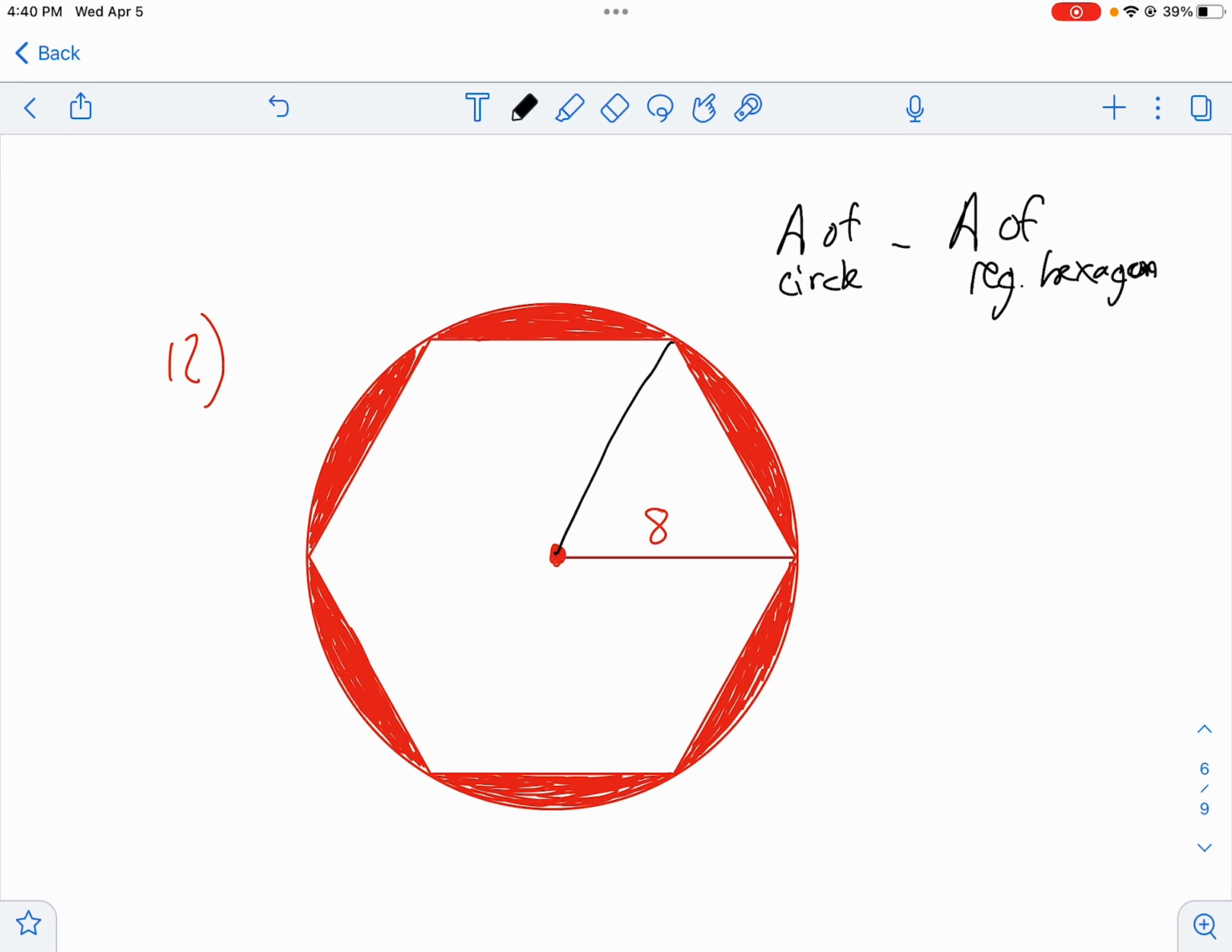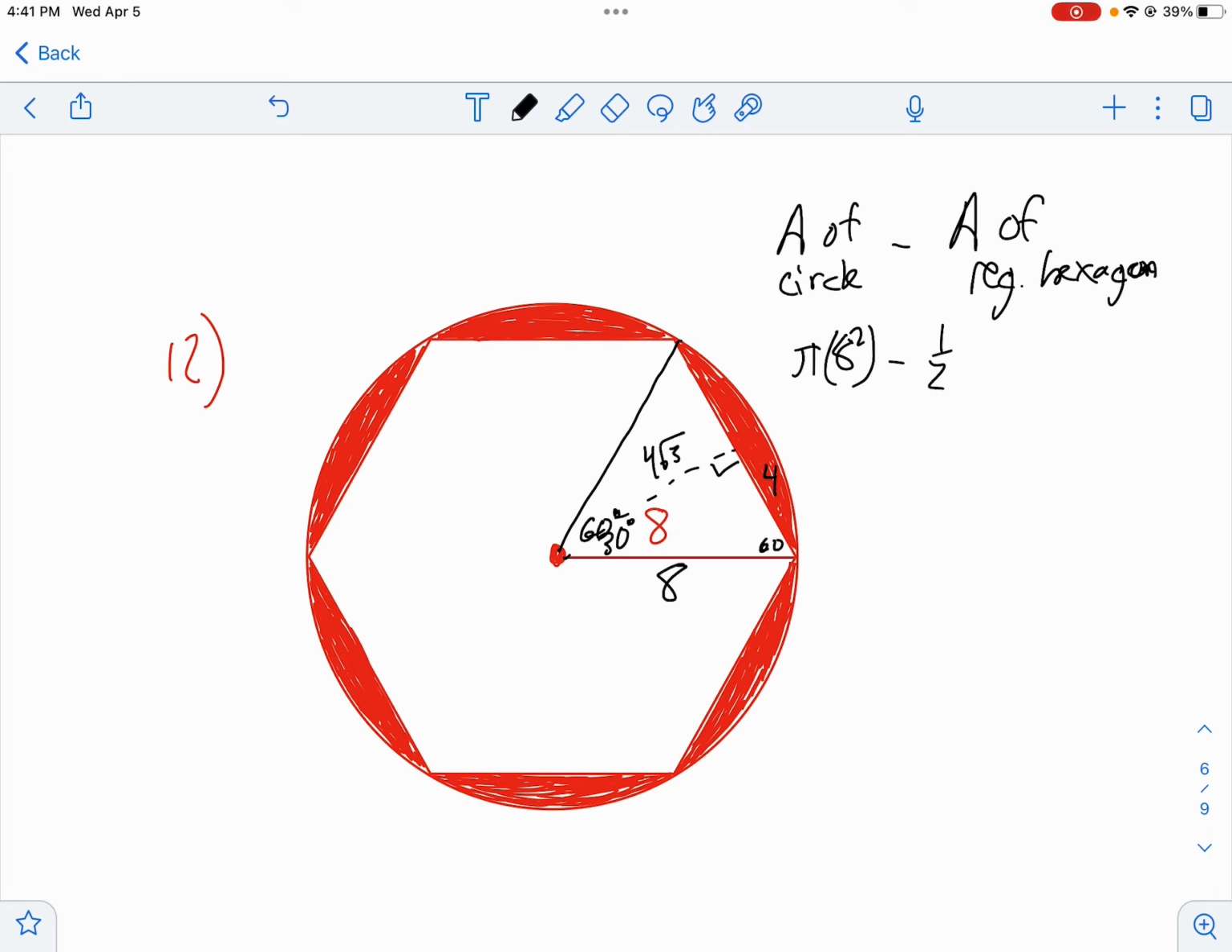So the area of the circle is pi r squared. So pi 8 squared, so 64 pi. I'm going to subtract from that the area of the regular hexagon. I think these are not too bad to find because this is a 60-degree angle, meaning that I have a 30, 60, 90 here. So this is a 30, this is my 60. So if this, which is the hypotenuse of that triangle, is 8, that means this side opposite the 30 is 4, and this is 4 root 3.